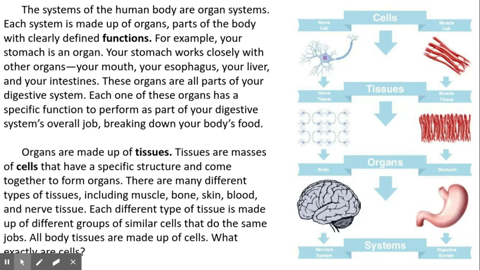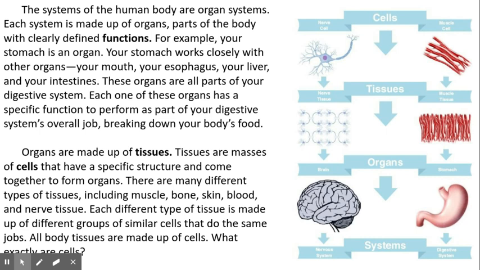What is similar? The systems of the human body are organ systems. Each system is made up of organs, parts of the body with clearly defined functions. Right? They have jobs to do. For example, your stomach is an organ. Your stomach works closely with other organs, your mouth, your esophagus, your liver, and your intestines. These organs are all parts of your digestive system. Each one of these organs has a specific function to perform as part of your digestive system's overall job, breaking down your body's food.